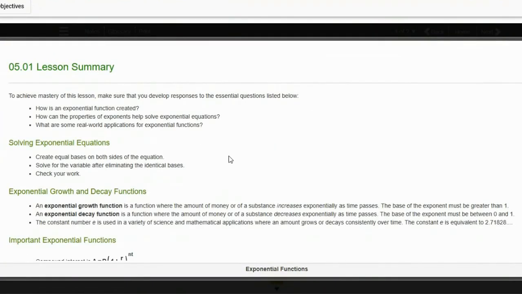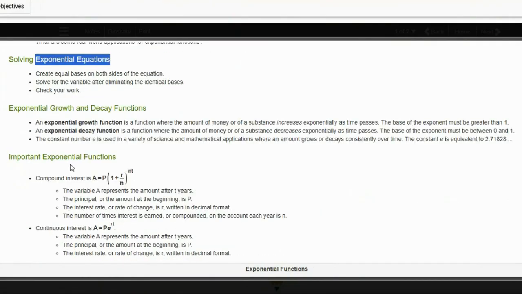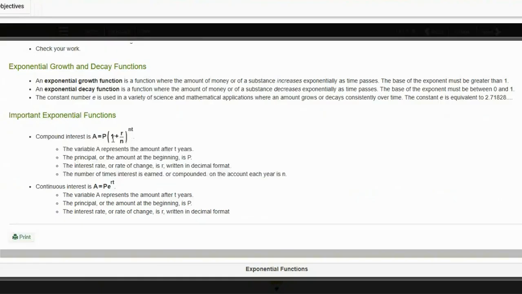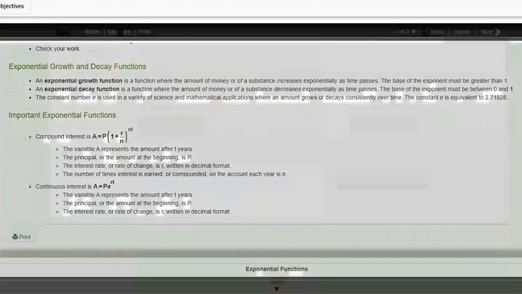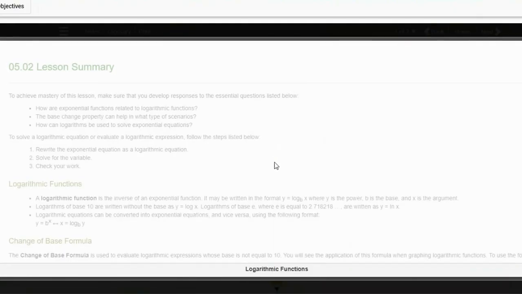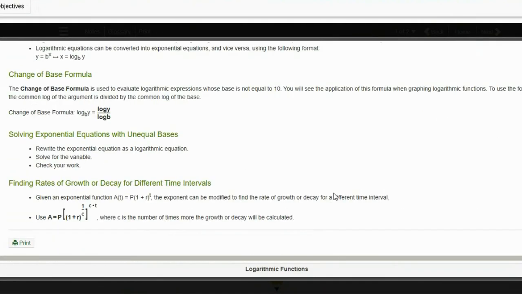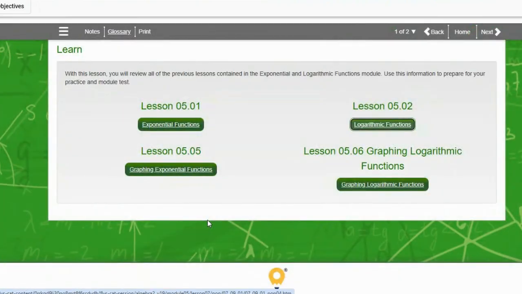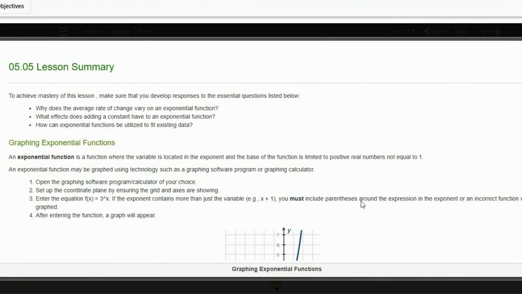5.01, lesson summary. How to solve exponential equations. There's the steps, exponential growth and decay functions. Here's the formulas we learned in that. And so you can look at the lesson summaries from each of the lessons that we went through. Hopefully you already have all this in your notes. But remember, you can use your notes on the tests. Any notes you got are open game there.